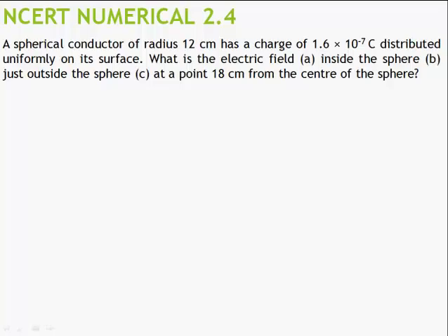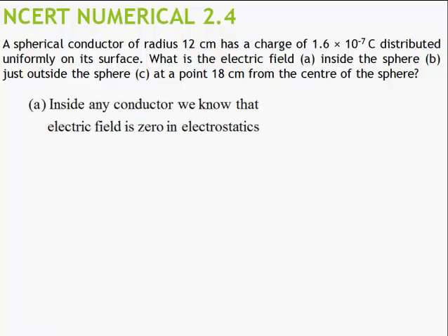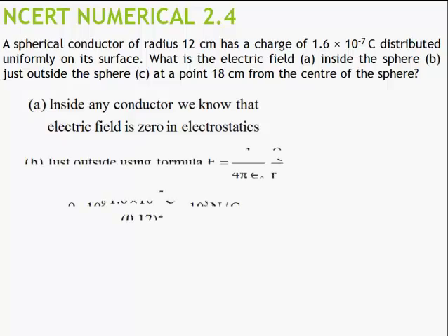Conductor radius is given, charge is given, and you have to find the electrical field inside the sphere, just outside the sphere, and a point 18 centimeter from the center of the sphere. Remember, the radius is 12 centimeter, and that 18 means you have to go outside the sphere. First part very clear, that within the conductor the electrical field will be 0.